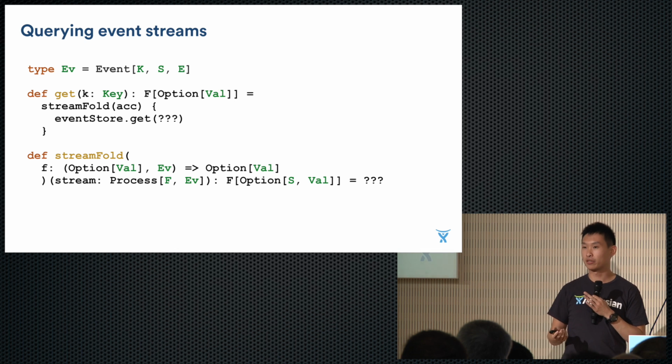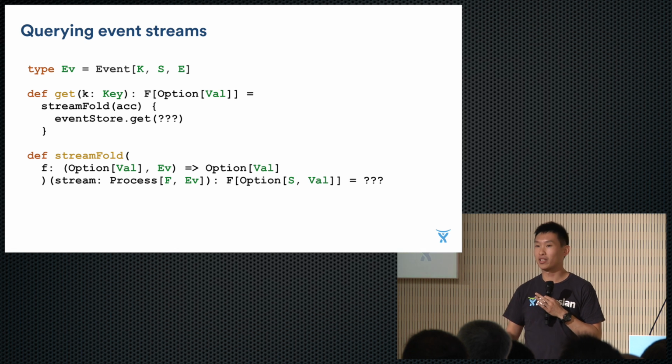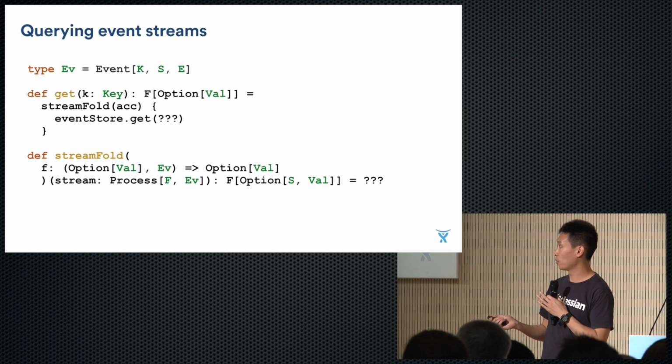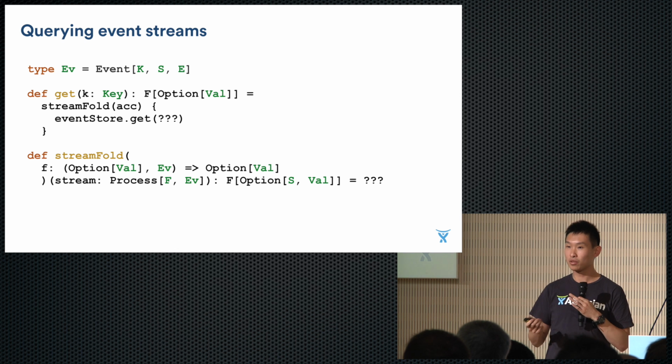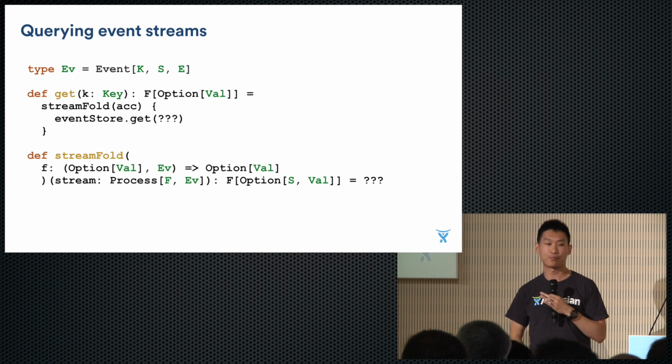But because the event store gives us a stream of events, all we really need to do is fold over it, right? Fold over it with some accumulator function. So this accumulator function f, given an old value and an event, generates a new value that you keep on feeding through.